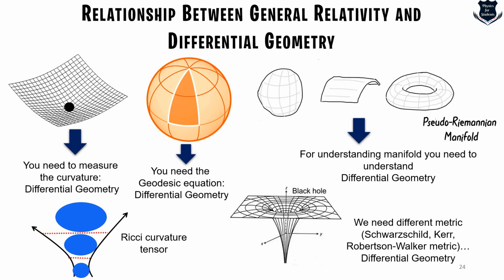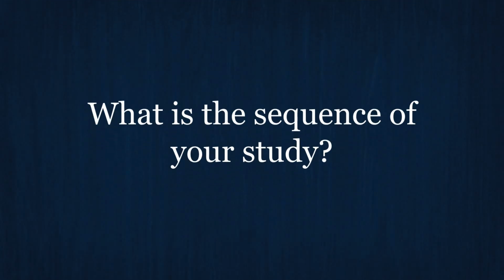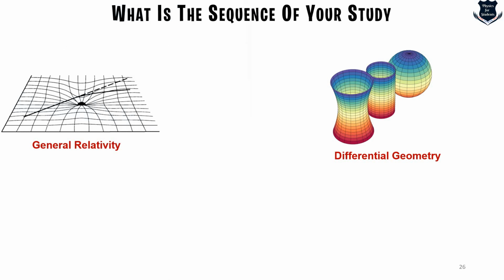So you see that we have explained the relationship between differential geometry and the general theory of relativity. Now obviously the question that comes to your mind, I can understand, is: what is the sequence of study? We understood the relation, differential geometry is the foundation of general relativity. But what is the sequence? I mean, how will you study? Let us look in the next part of our video.